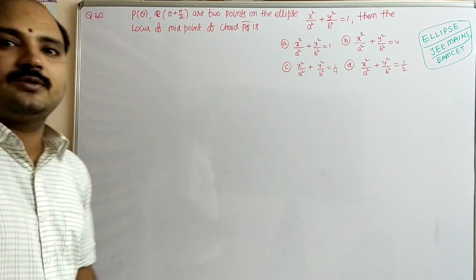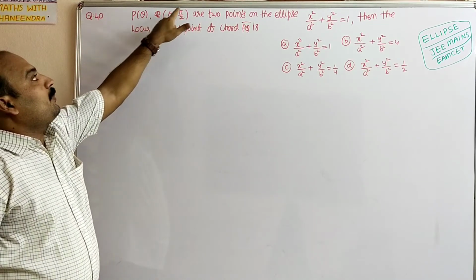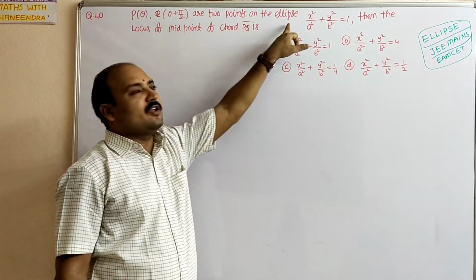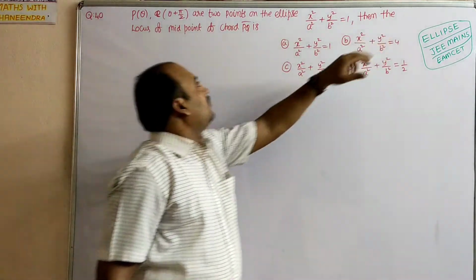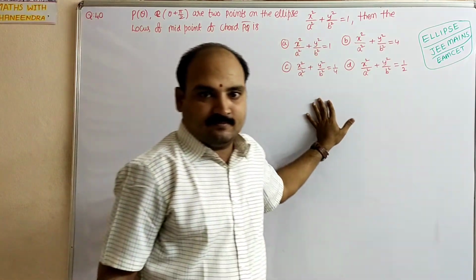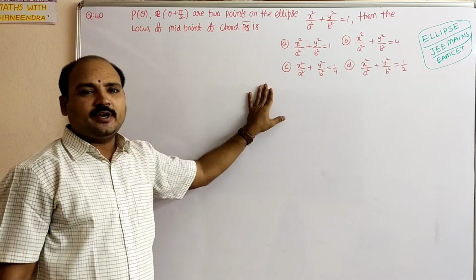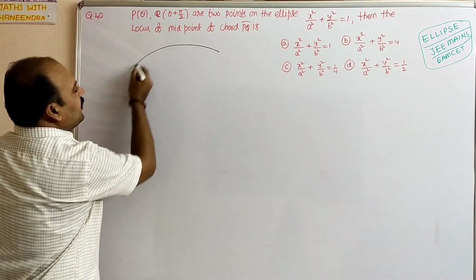The next question: P of theta and Q of theta plus pi by 2 are two points on the ellipse x square by a square plus y square by b square equal to 1. Then the locus of the midpoint of the chord PQ is. It's a good conceptual question. See here, first draw the rough figure, then you will get an idea.